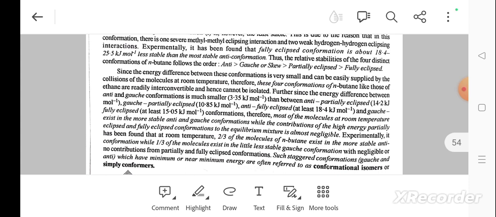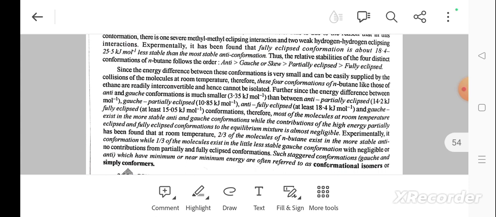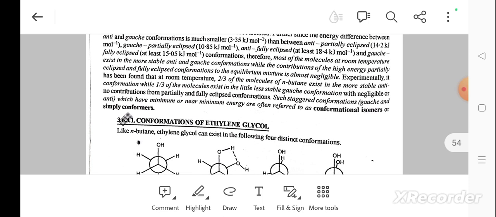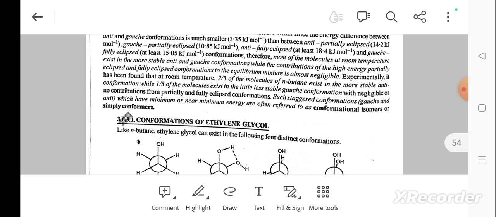Further, since the energy difference between the anti and gauche conformations is much smaller than that between the anti and partially eclipsed, gauche and partially eclipsed, and anti and fully eclipsed conformations, most of the molecules at room temperature exist in the anti and gauche conformations, and the partially and fully eclipsed conformations are negligible. Experimentally, about two thirds of the molecules exist in the anti form and one third in the slightly less stable gauche form, with negligible contribution from the partially or fully eclipsed conformations. Such staggered conformations, gauche and anti, which have minimum or near minimum energy, are often referred to as conformational isomers, or simply conformers.